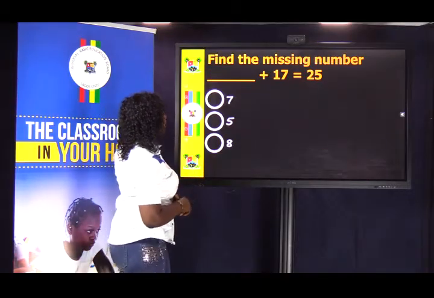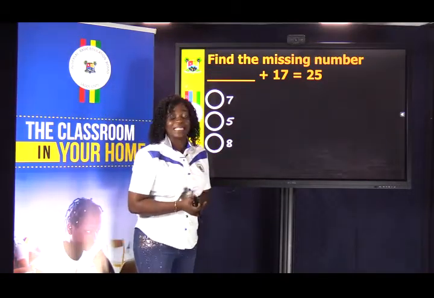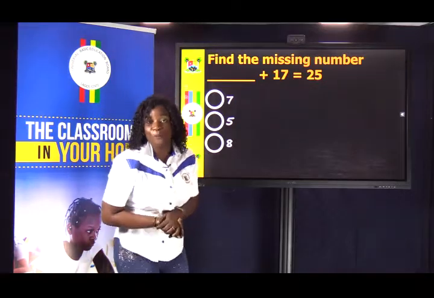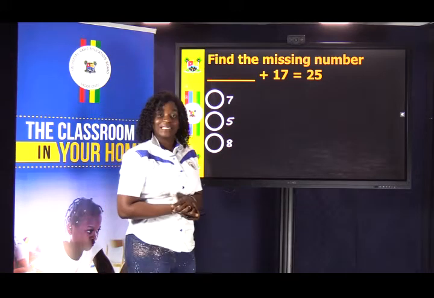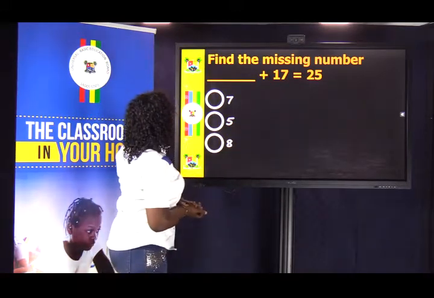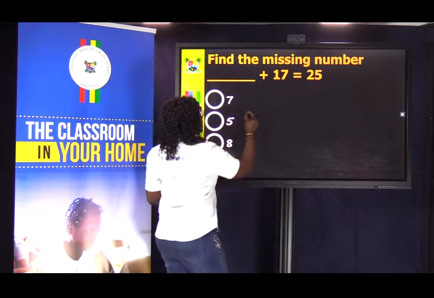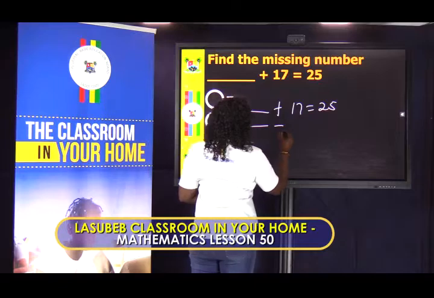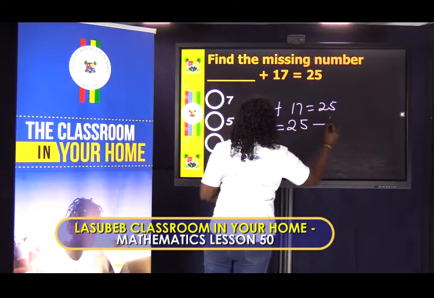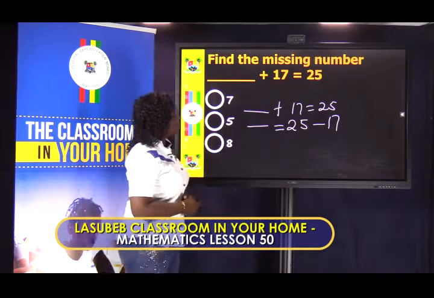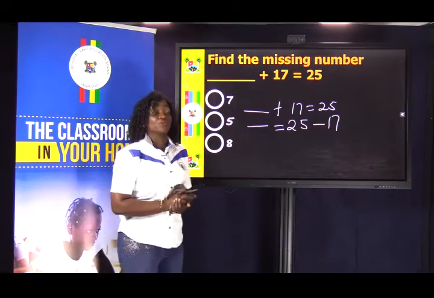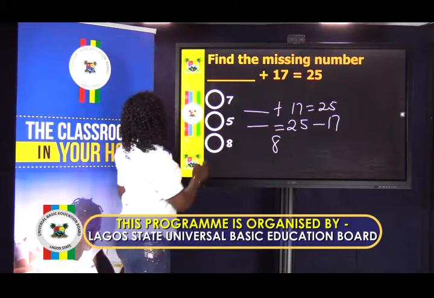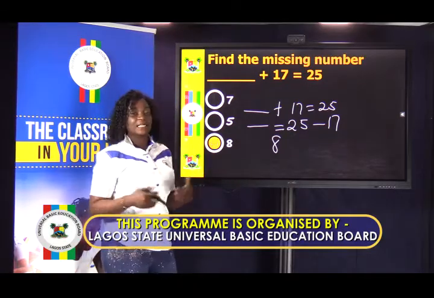Find the missing number. Dash plus 17 is equals to 25. What type of question is this? Open sentence. We did it in our mathematics. How do we get the missing number? Dash is equals to 25 minus 17. When you take away 17 from 25, you are left with 8. Yes, so our answer is 8.